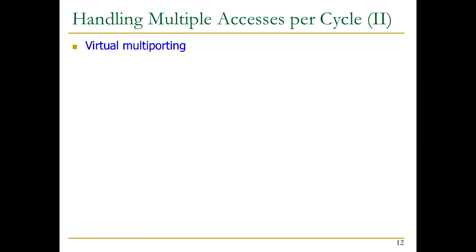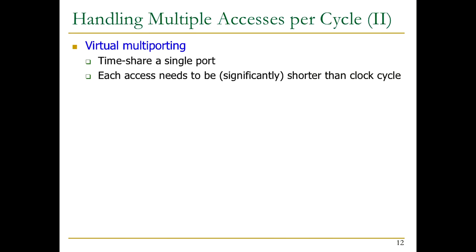One other is, again, an engineer is someone who does for a dime what any fool can do for a dollar, right? Well, we don't want that extra port. How do we get it? Well, we virtually multiport. The idea over here is to timeshare a single port. If you can afford to do it, do the first access in the first half of the clock cycle and do the second access in the second half of the clock cycle, let's say. That way, you can actually do two accesses in a given cycle.